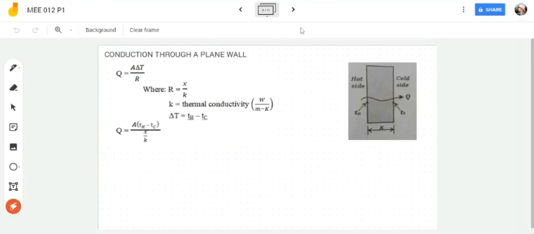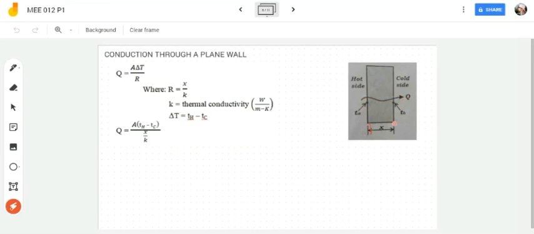Next topic, we have conduction through a plane wall. Assuming that we have a plane wall here, this is your wall. And then we have the hot temperature here, and here is your cold temperature. And then we will have heat transfer through the wall.